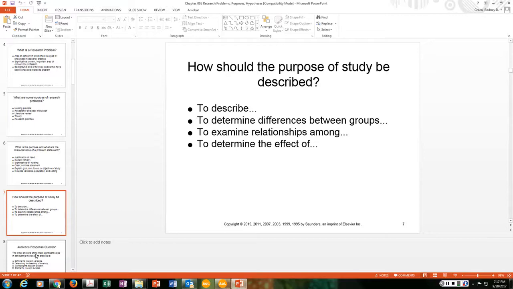If it had been historical research, the purpose would be written something like this: to describe events in a particular time period. In phenomenological research, the purpose might be stated something like this: to explain the meaning of X in patients with terminal disease.